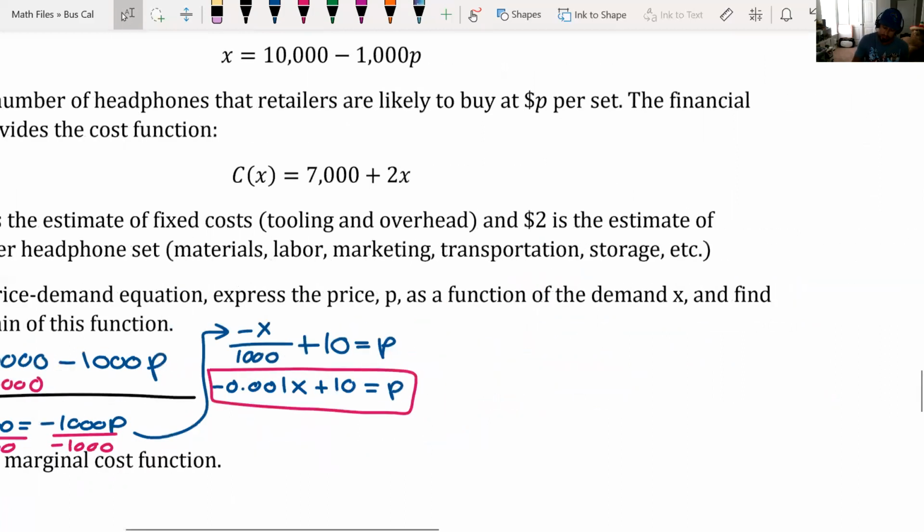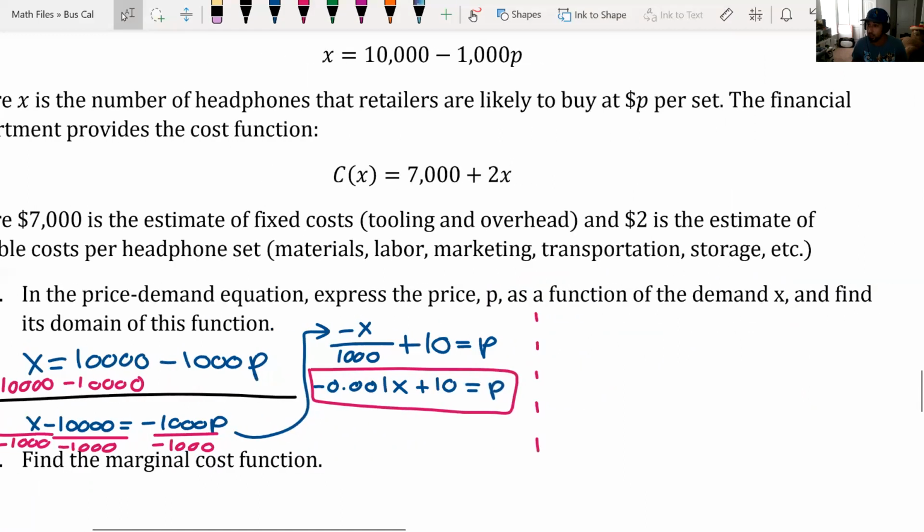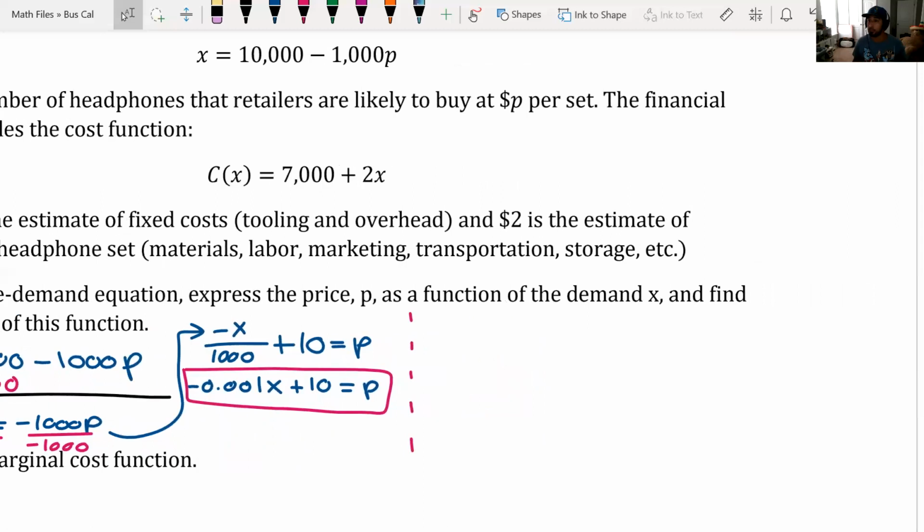The next answer is to find the domain of this function. Well, we have to piece some things together here. How do we find the domain? What are we messing with here? We're messing with price, right? It says find the domain of this price function. Well, what do we know about price? Can price ever be negative? Do we want the price of our headphones to ever be negative? And that answer is no.